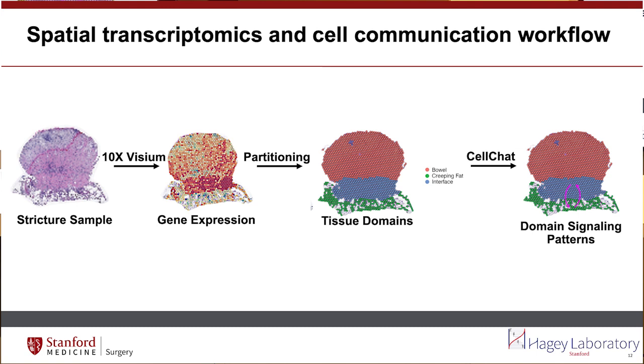And then what we did was we divided the section into different tissue domains, namely the area that contains creeping fat. In addition, we looked at the bowel wall, which is closer to the lumen, which is in the red, as you can see in the tissue domains. And then we also identified this very stromally rich area that was in between the creeping fat and the bowel, which we designated as the interface. And then from there, we performed CellChat, which is this algorithm that allows us to distinguish these ligand receptor interactions that may be occurring in these cells.